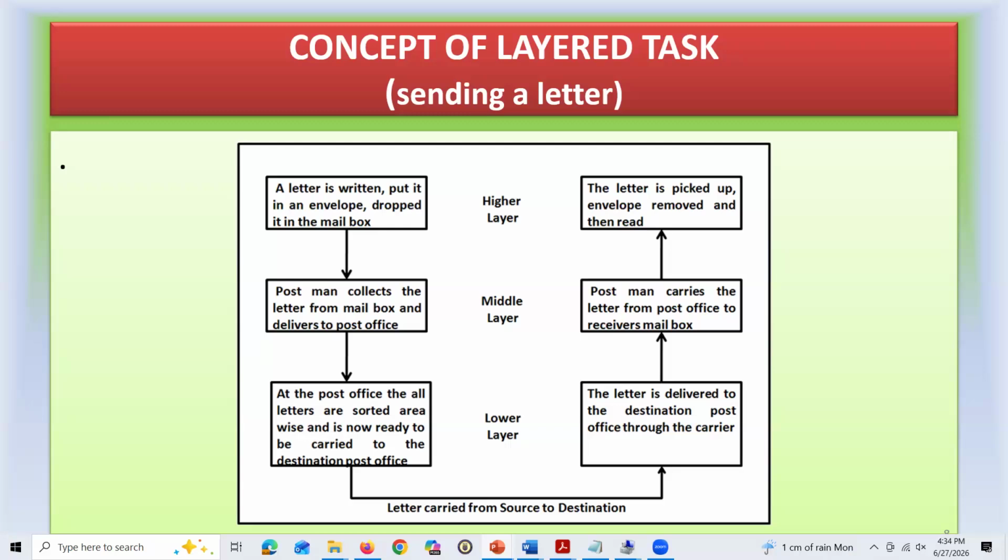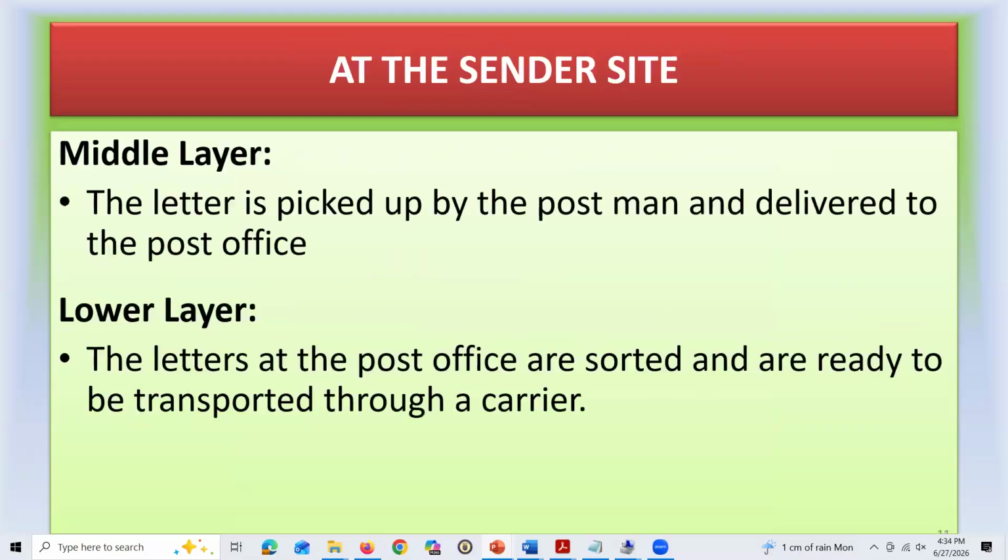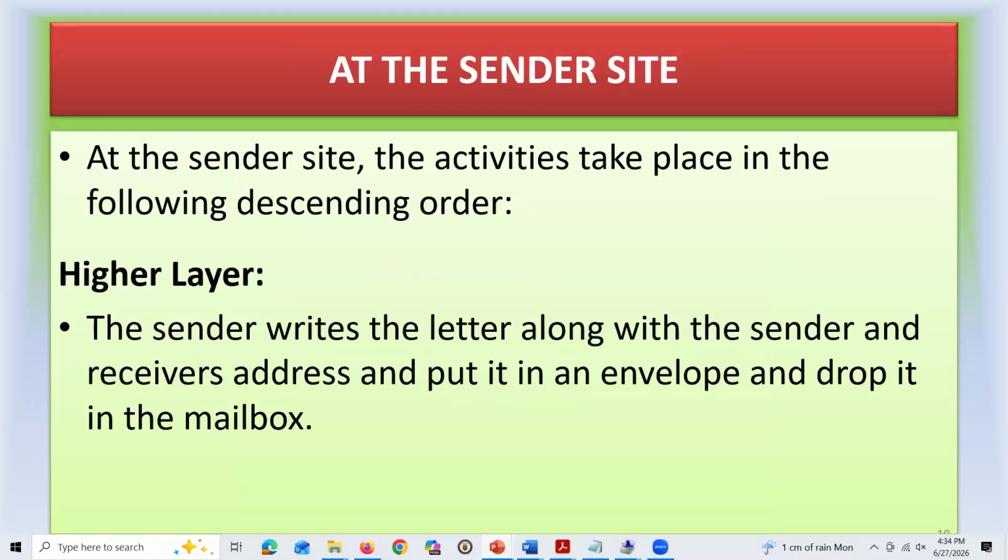Are we fine up to this point before we go into the breakdown? Yes, sir.